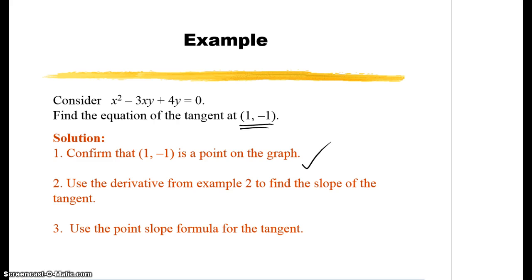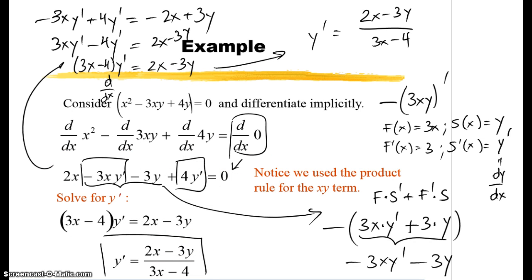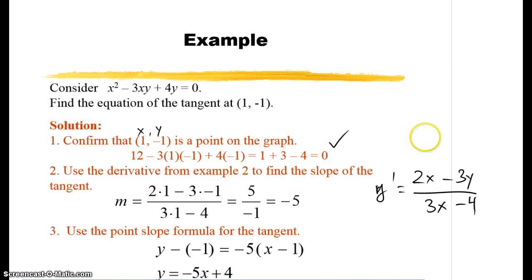The second step is to use the derivative from example 2 to find the slope of the tangent. Well, the derivative we got in step 2, y prime, happened to be 2x minus 3y all over 3x minus 4. Right? If you remember, that's what we obtained here. 2x minus 3y over 3x minus 4. So, plug in x equal to 1 and y equal to negative 1 into this expression, and that gives you the slope of the tangent line, because y prime is equivalent to the slope of the tangent line.